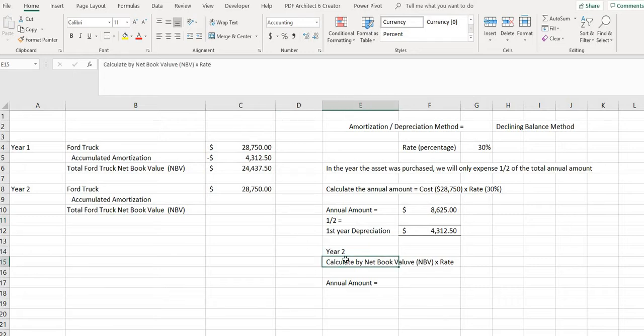Now, again, using the declining balance method, we will always use the 30% as the rate.